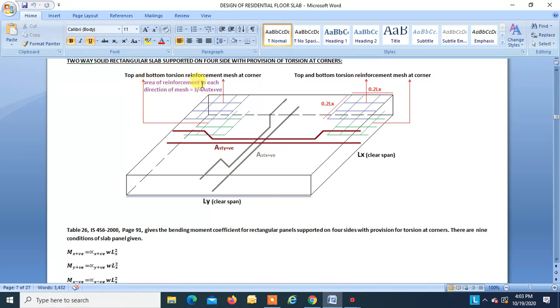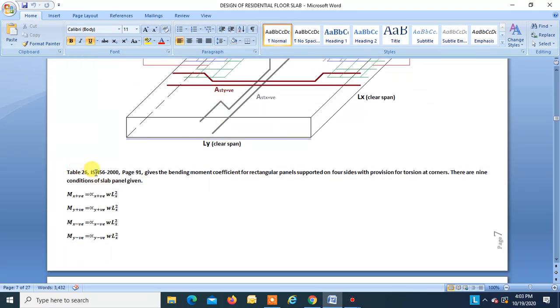So area of reinforcement in each direction of mesh should be 3 by 4 Ast x positive. In this direction, this should be three-fourth of Ast x positive. In this direction, it should be three-fourth of Ast x positive. This is how you get the top mesh, and similarly, you have to give a bottom mesh also.